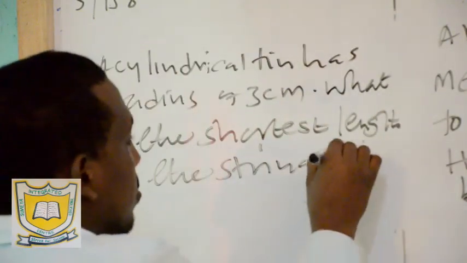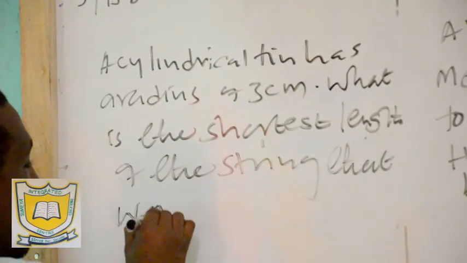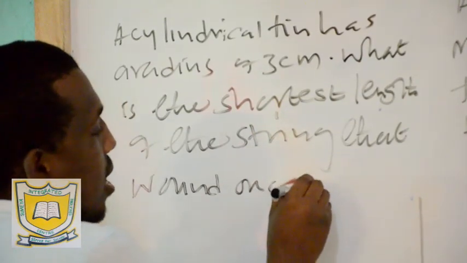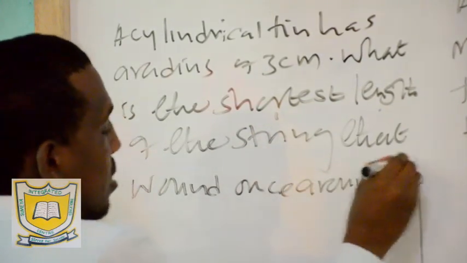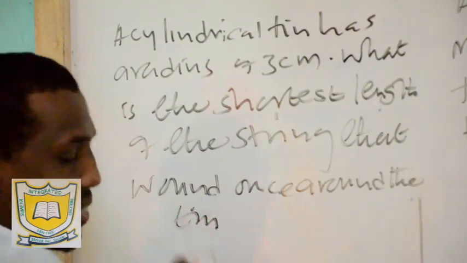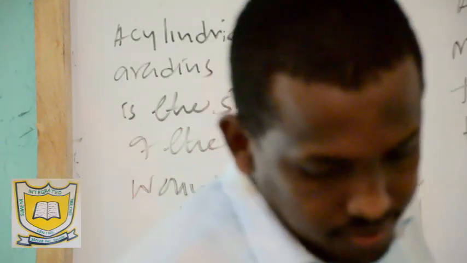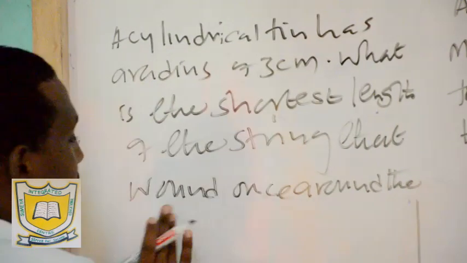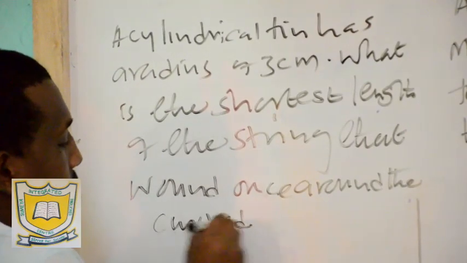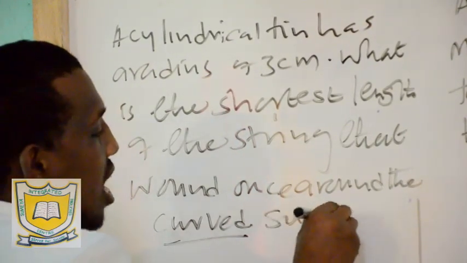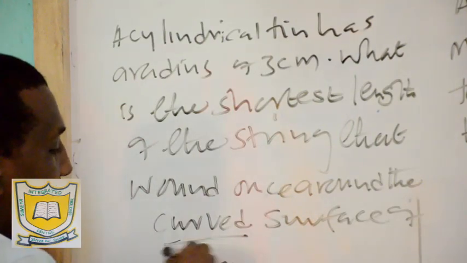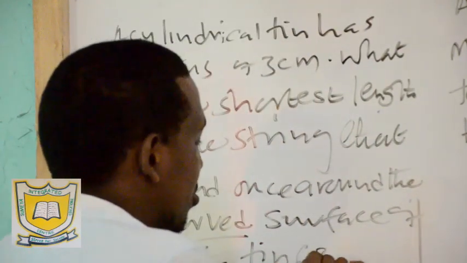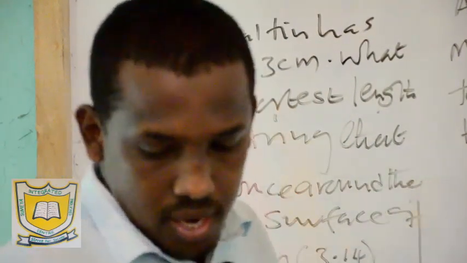the tin? Once around the curved surface of the tin. Take pi as 3.14. You are told to take pi as 3.14.